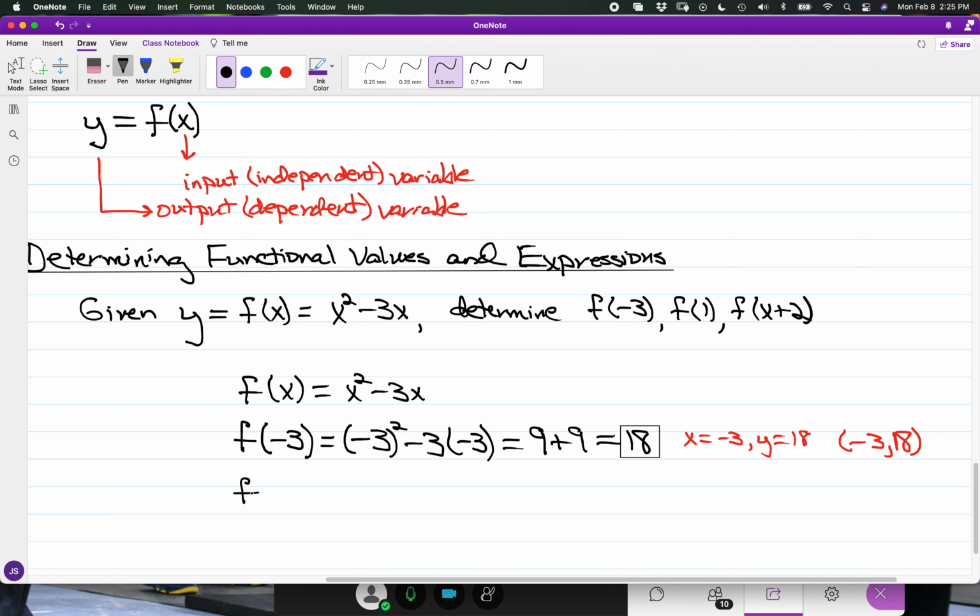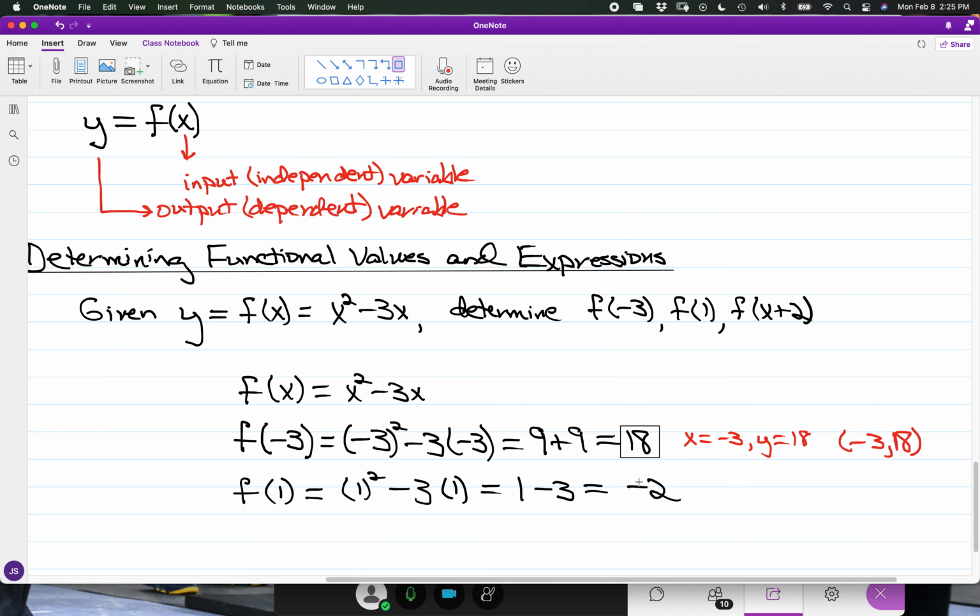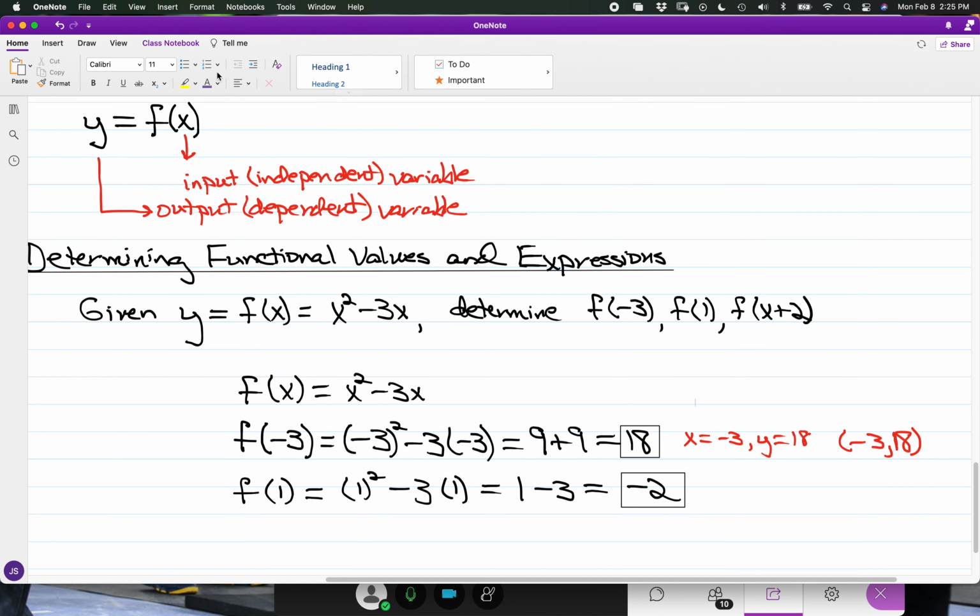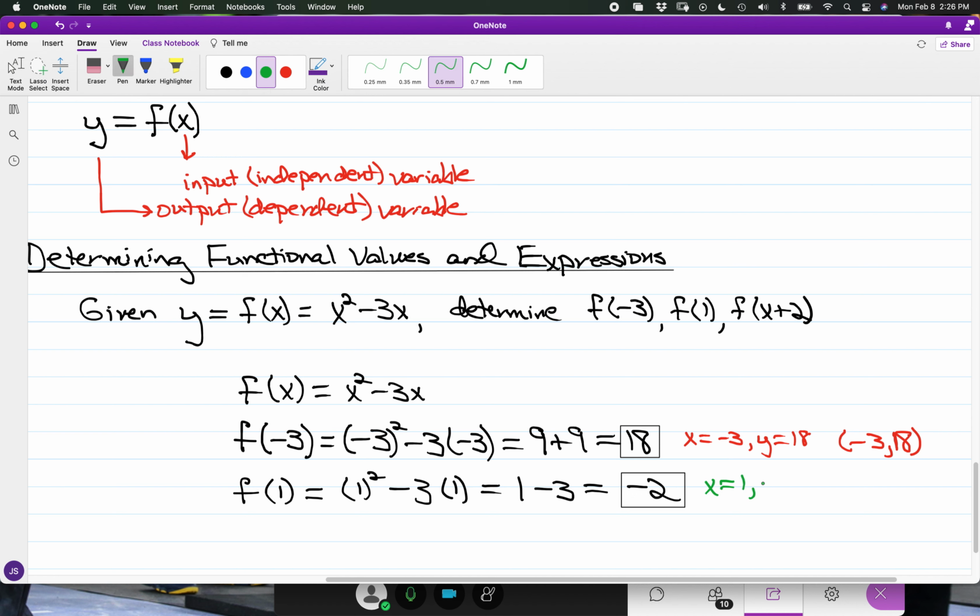Likewise for f of 1. The input we have is 1. So in the follow through, you have the square of 1 minus 3 times 1. 1 squared is 1, negative 3 times 1 is minus 3. And 1 minus 3 comes out to negative 2. So here we have x equal to 1 and y equal to negative 2. So not only would negative 3, 18 be a point on the graph, but also we would have 1 and negative 2.